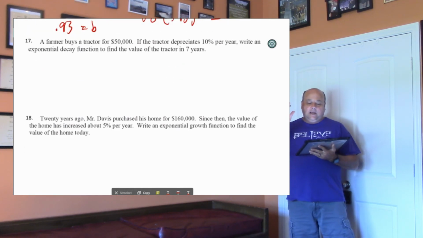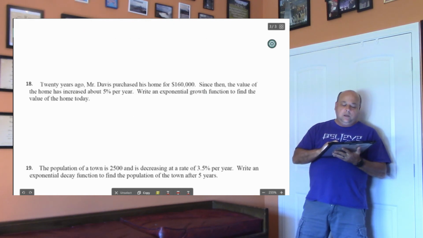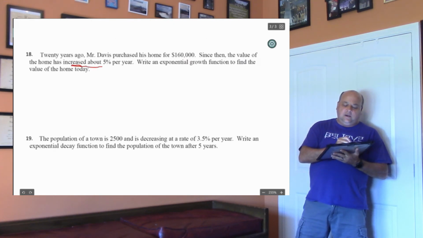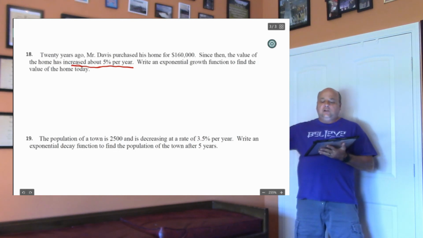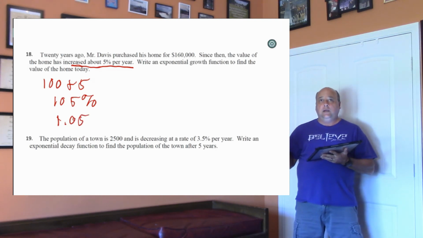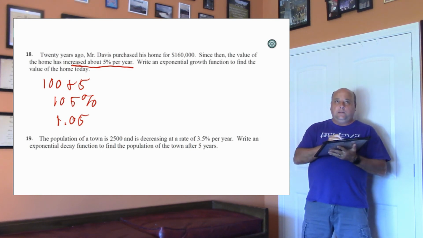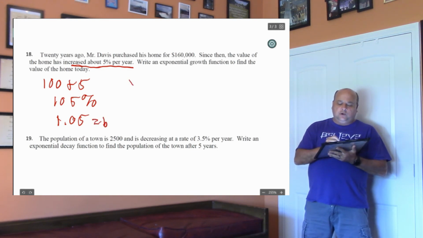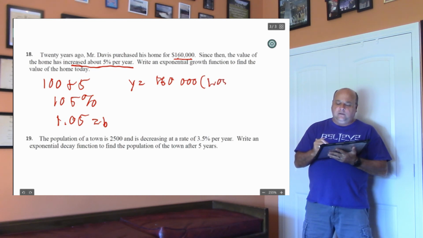Okay, the next one, I'm going to let you do number 17 on your own. Number 18, though, it's increasing 5%. So if it increases, you don't subtract, you add the percent. So this is going to be 105%, and if you make that a decimal, it's 1 and 5 hundredths, okay? So that's going to be our common product, or B. Okay, so we're going to do y equals, the house starts off at 160,000, parentheses 1.05 to the x power.